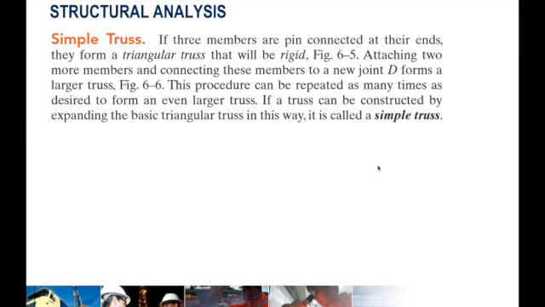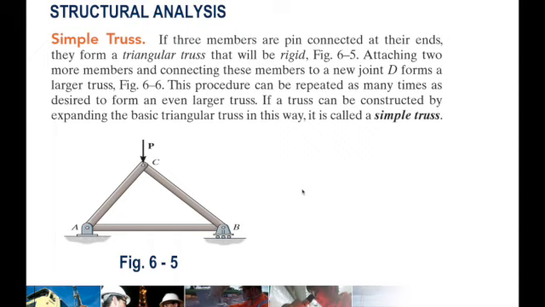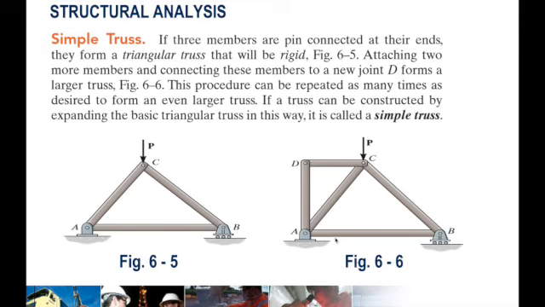So a simple truss example is shown here. It's pin connected at A and roller connected at B, and there's an external force P exerted on it, and this is your simple truss. Again, this is also another simple truss, with just an additional member here.